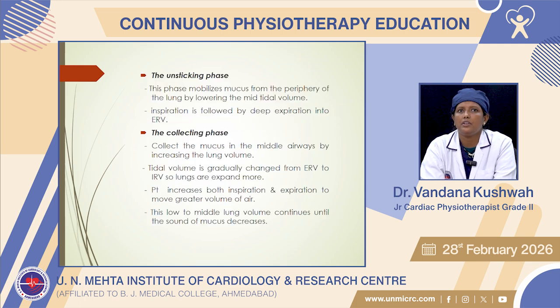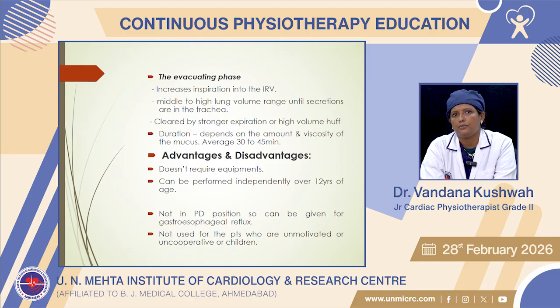First is the unsticking phase. This phase mobilizes the mucus from the periphery of the lung by lowering the mid-tidal volume, and inspiration is followed by deep expiration into the expiratory reserve volume. Second is the collecting phase, in which the mucus is collected in the middle airway by increasing the lung volume. Tidal volume is gradually changed to expiratory reserve volume and inspiratory reserve volume. So the lungs are expanded more, and the patient increases both inspiration and expiration to move a greater volume of air. This low to middle lung volume continues until the sound of mucus secretion is heard.